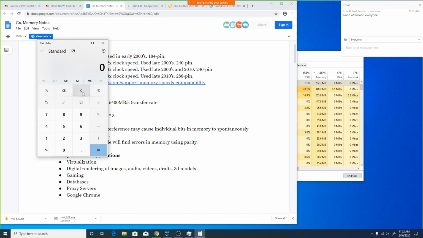So 3200 is recommended for AMD processors. So you're getting 25 gigs per second, and 36 is becoming more and more common.